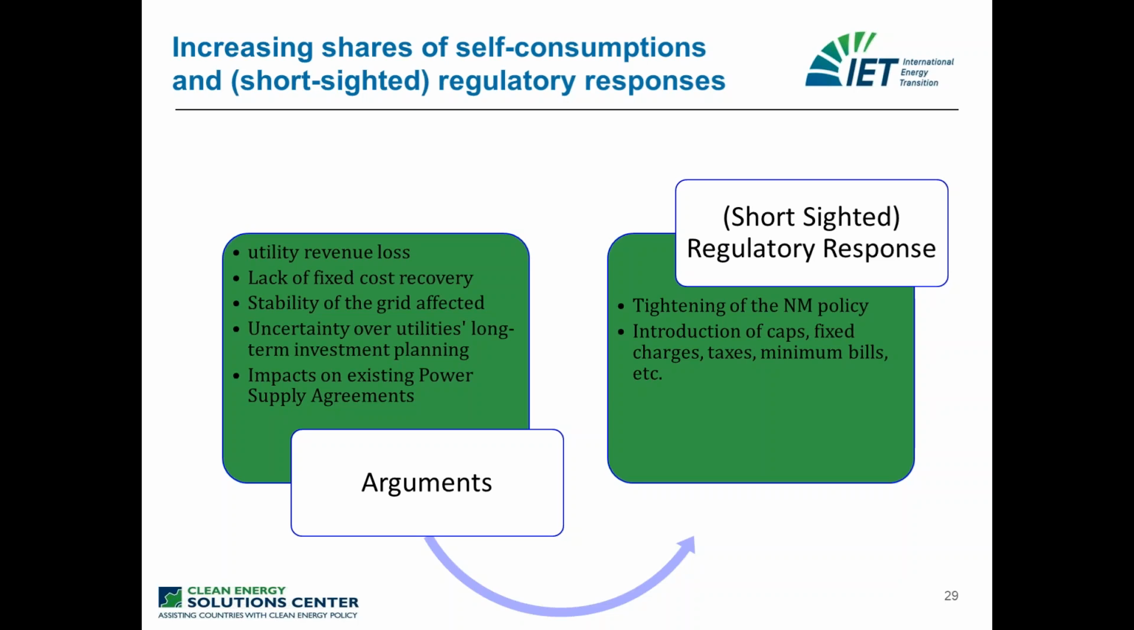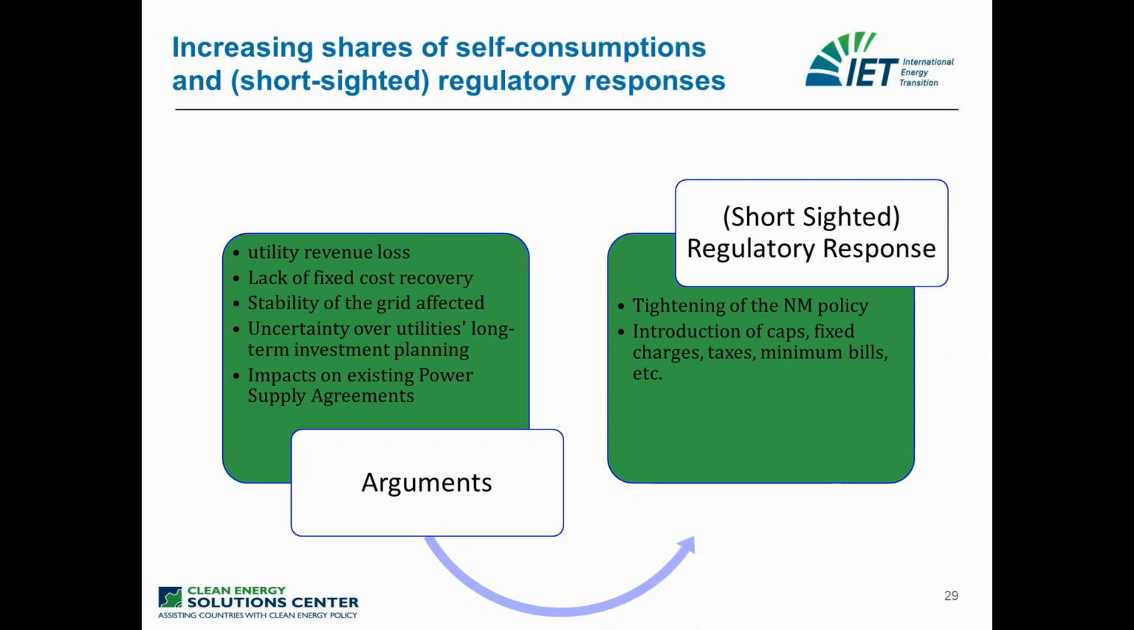You might also have impacts on existing power supply agreements, in case you sign fixed power purchase agreements for 20-year periods, and you figure out that actually large parts of your market will then be served by prosumers. So all of these arguments are normally brought forward in order to tighten and reduce your net metering policy, to have tighter caps, more fixed charges, minimum bills, etc.